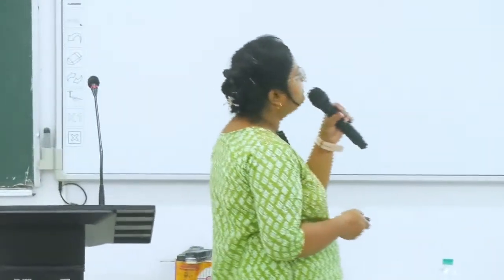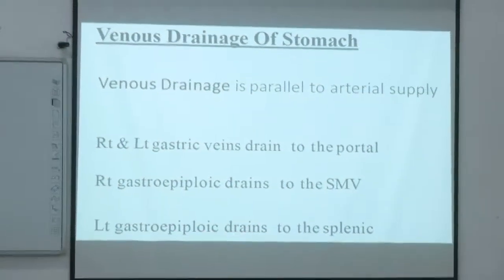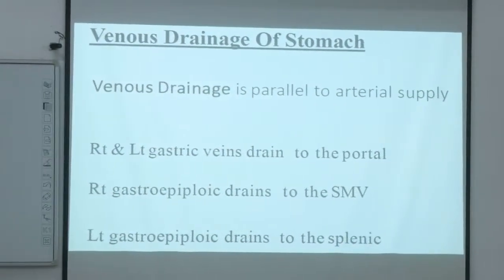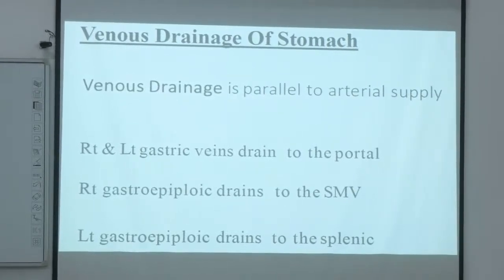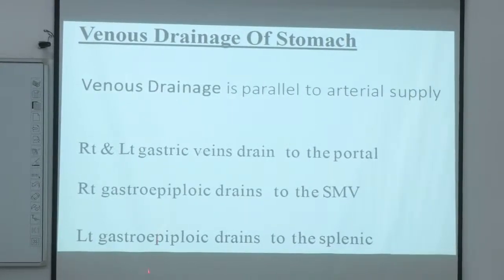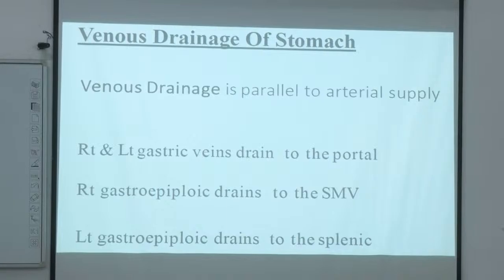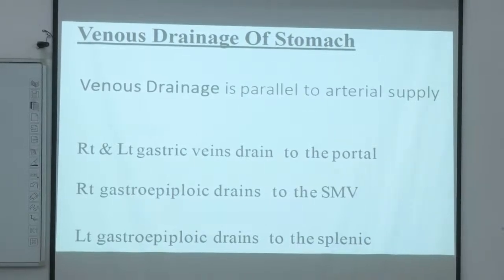Okay. So left and right gastric veins drain directly into the portal vein. Right gastroepiploic vein drains into the superior mesenteric vein, and left gastroepiploic vein drains to the splenic vein. The left gastroepiploic was coming from the splenic artery, the right gastroepiploic was coming from the gastroduodenal, but it is draining into the superior mesenteric vein, and left and right gastric veins directly into the portal vein. You see the picture, you will understand.